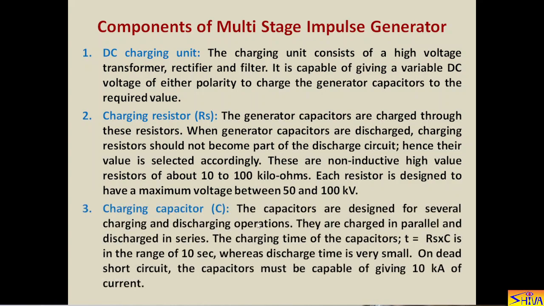The third component is the charging capacitor C. The capacitors are designed for several charging and discharging operations. They are charged in parallel and discharged in series. The charging time constant of the capacitor is T equals RS times C. It is in the range of 10 seconds, whereas the discharge time is very small. On dead short circuit, the capacitors must be capable of giving 10 kiloamperes of current. So these are the specifications, the details of the charging capacitors.